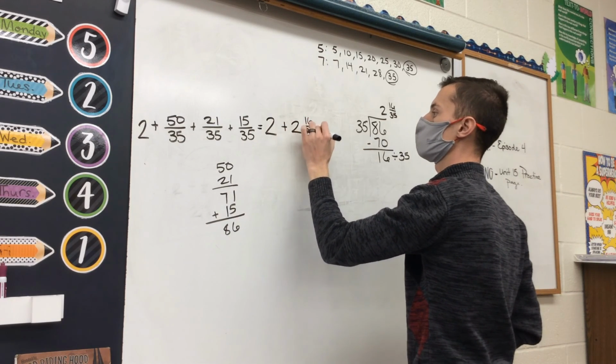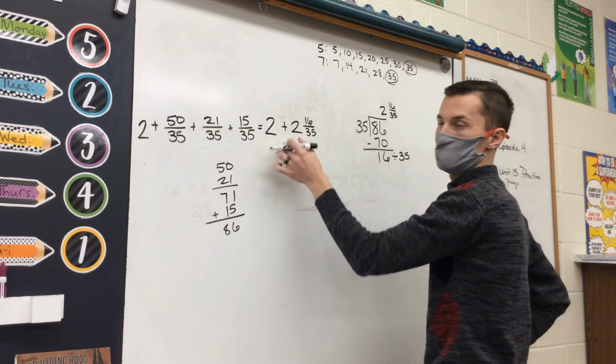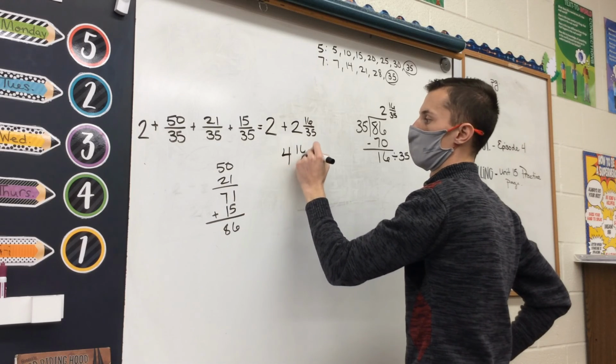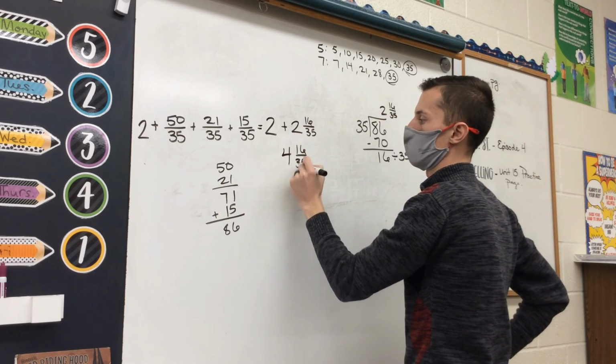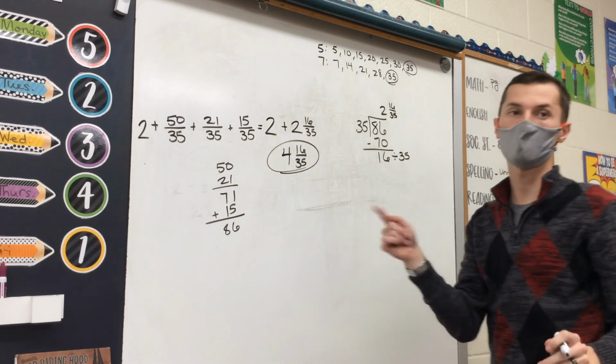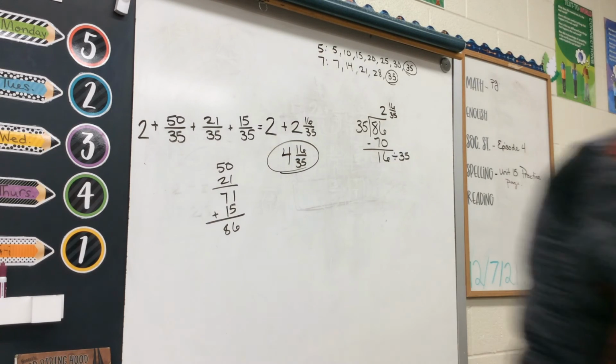So how do we add those two numbers up? Now I've got a whole number and a mixed number. I just add the whole numbers together and bring that fraction over. And 4 and 16/35 is our final answer.